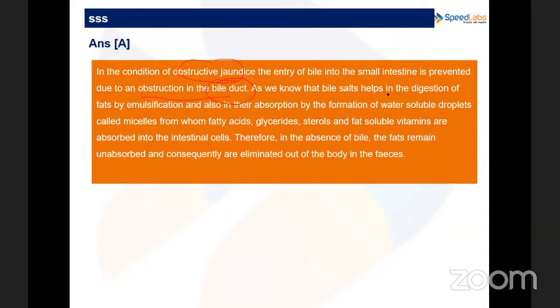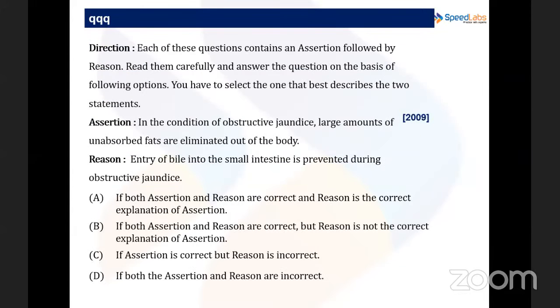What are micelles? These are the water soluble droplets from which fatty acids, glycerides, sterols, and fat soluble vitamins are absorbed. Therefore, as the duct is blocked, bile would not come into the intestine, so the emulsification of fat wouldn't occur. Fat would remain and be eliminated out of the body in the feces. So the option is correct, and the reason is explaining the assertion.